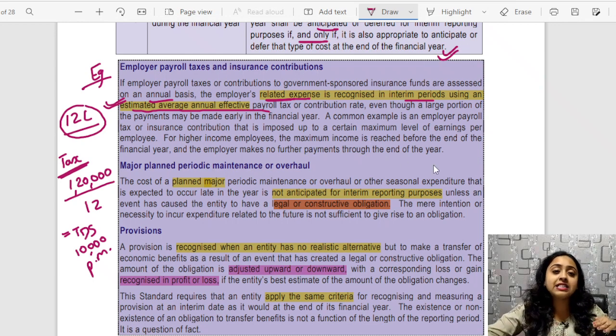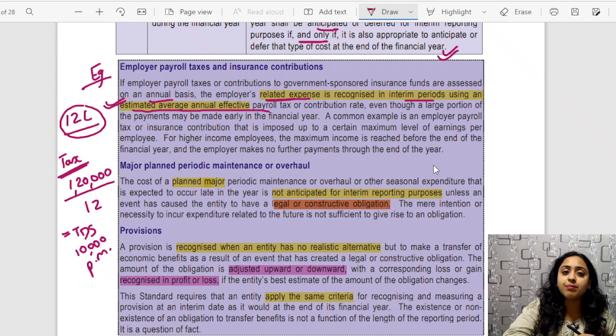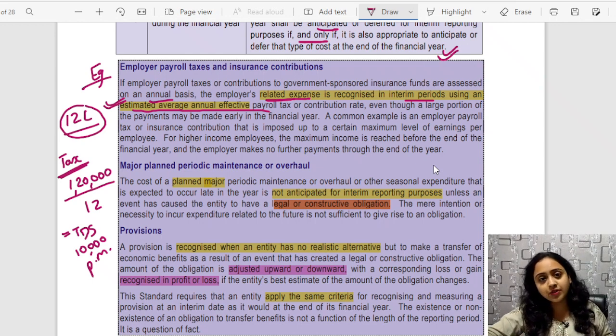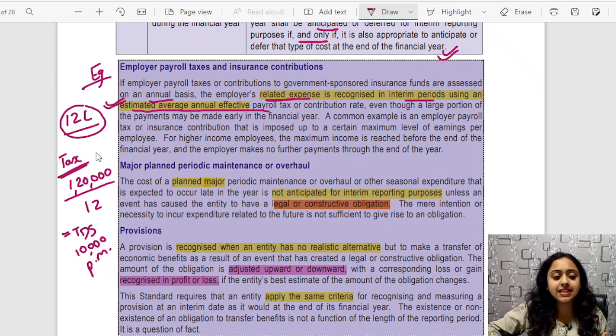Okay, it is made in a constant way, like on an SLM basis, instead of making higher payments in some months and lower payments in other months. Okay, how is it done? It is done by using the estimated average annual effective rate. This is a simple example of the estimated average annual effective rate.